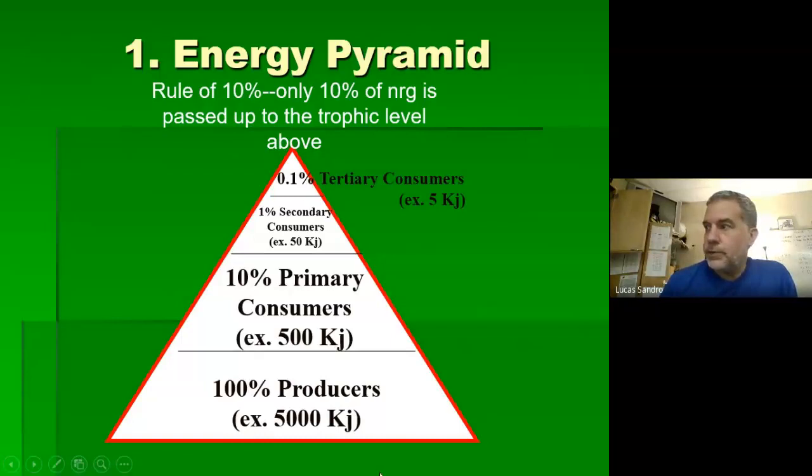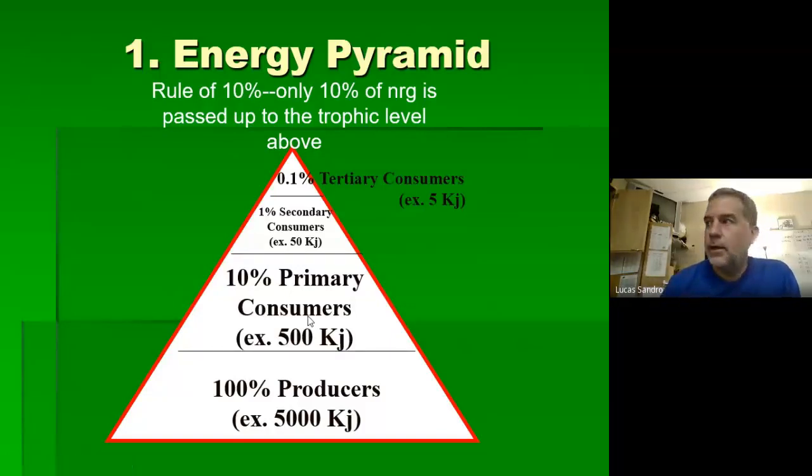And so I used both percentage here and a unit of energy called kilojoules, just to show you that if it was 5,000 kilojoules that all these critters in this producer level add up to, then the primary consumers would only be getting 500 kilojoules of that energy, if that makes sense. Okay, so that's an energy pyramid.